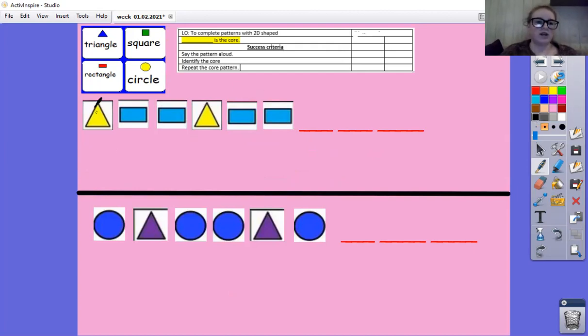Identify the core. Yellow triangle, blue rectangle, blue rectangle. Okay, I've said my pattern aloud. Identify the core. I can see there's a yellow triangle here, and a yellow triangle here. So that's the first part, I think, of my pattern.